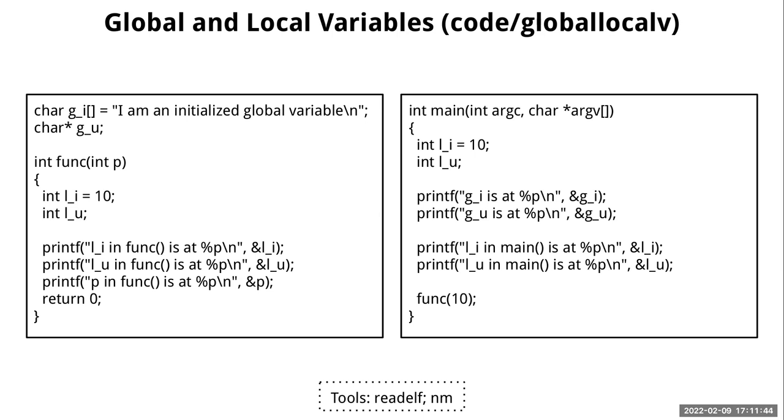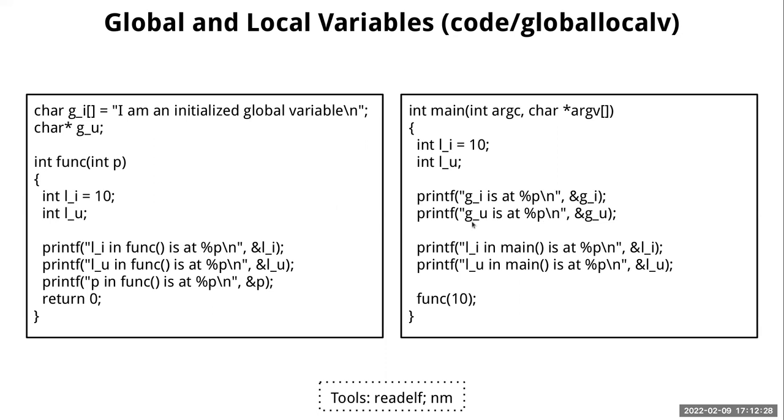It's not initialized. There are many local variables. For example, the main function has l_i. The func function also has l_i, but they are different, okay? Even though they have the same name, they do not conflict with each other because they are defined in different functions. So this program is very simple. This program only prints out the addresses of those variables. There is a local variable initialized to zero, another one not initialized. So first, in the main function, we print out the global variable g_u's address.